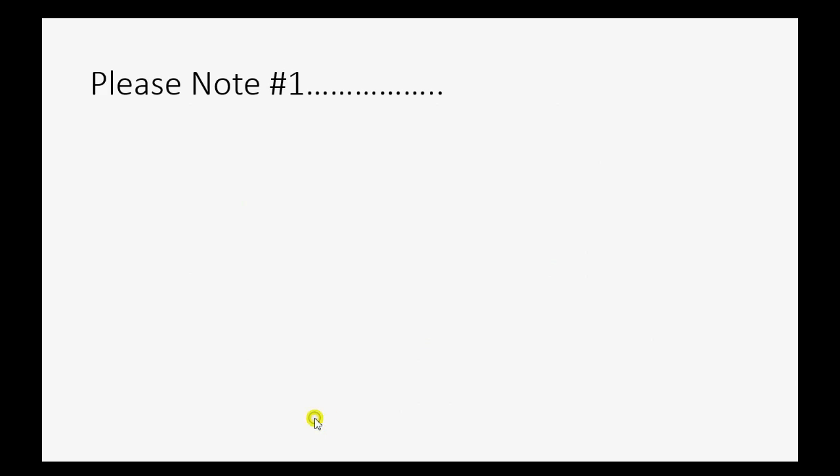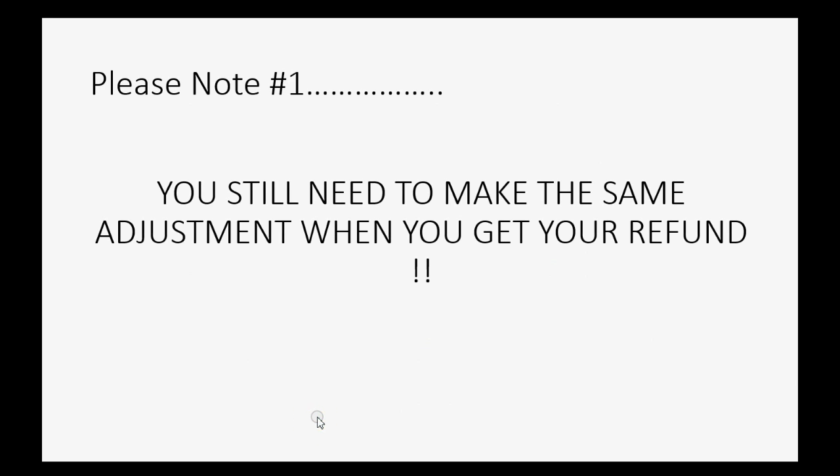One last note. You still need to make the same adjustment when you get your refund. So the adjustment that we discussed in the previous video would be exactly the same whether you did the gross method, which is what we recorded in previous videos to show how to record the check during the year, or the net method, where you only record your net pay during the year and you make the adjustment that we just showed when you get your W-2.